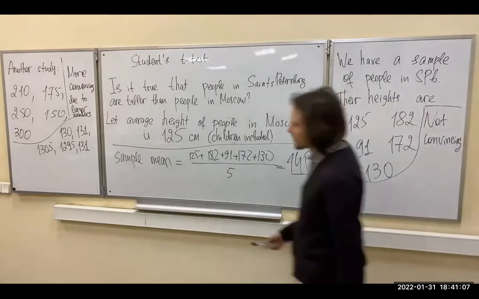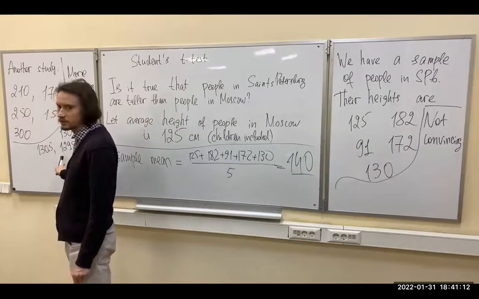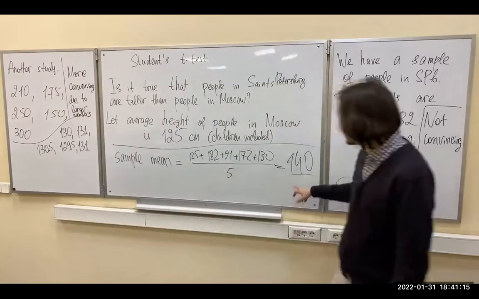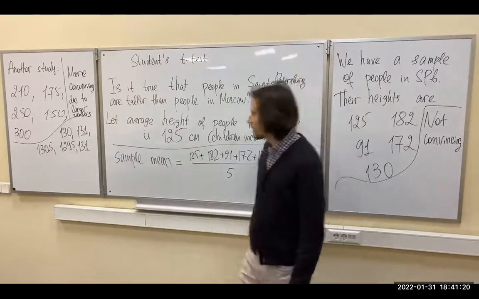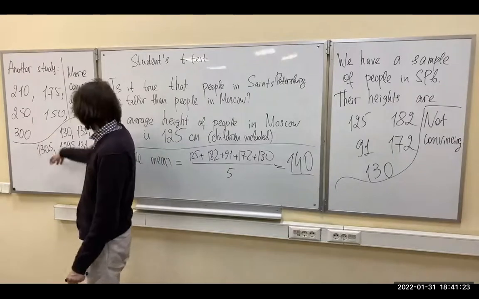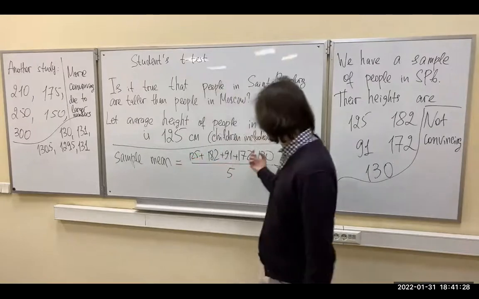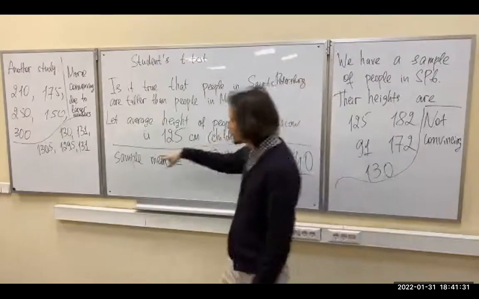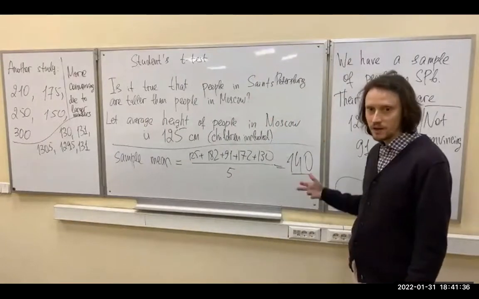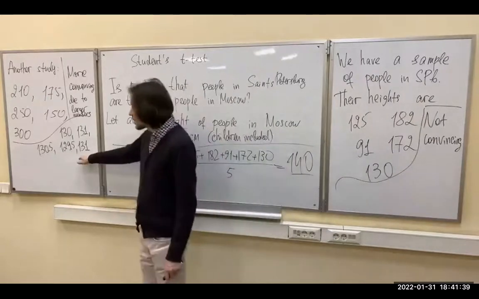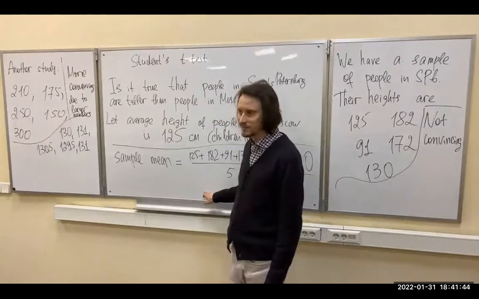Note that if I find the average of these five values, I will get something near 130. So the difference between this value and this value on one hand, and the average of these numbers and this value on the other hand, this delta, this difference is smaller here than here, right? But somehow these numbers are more convincing than these numbers. Everybody agree?